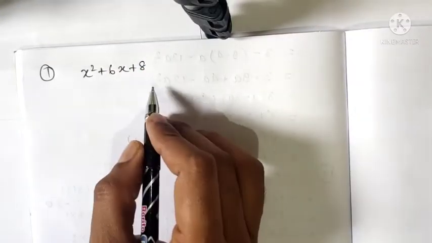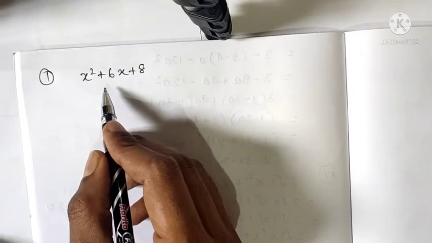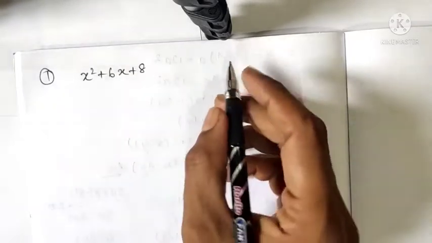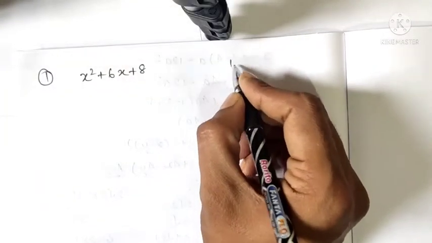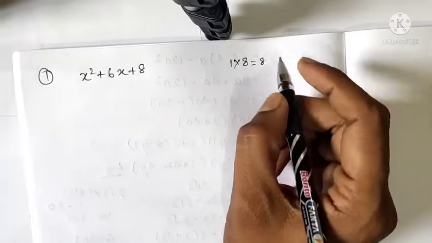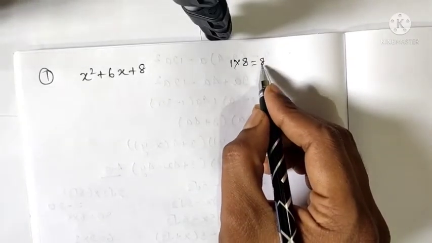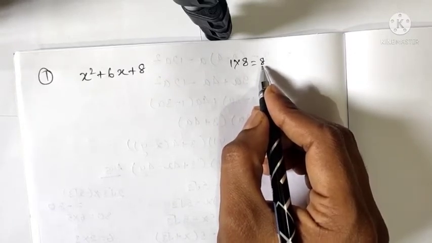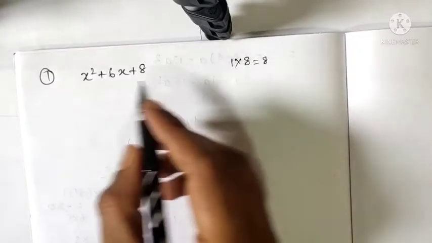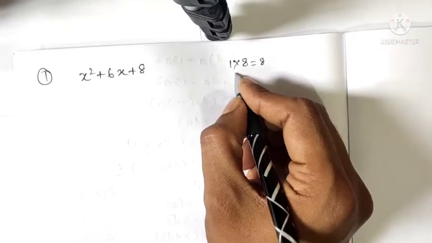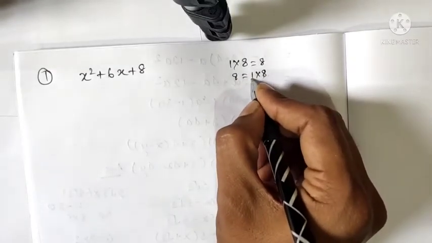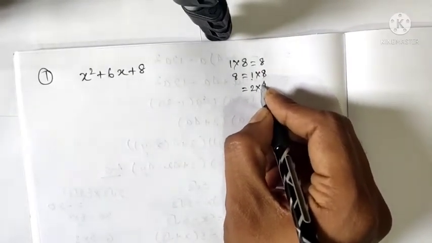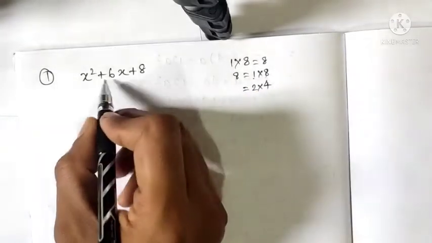It is a trinomial because there are 3 terms. So to solve it, just multiply the coefficient of x square and 8, that is 1 and 8. Then 1 into 8 is equal to 8, and since the sign of 8 is positive, we have to find the factors of 8 in such a manner that their sum will be equal to 6. Now as we know, 8 can be written as 1 into 8, but 8 plus 1 is 9, and this is not applicable, so we will write it as 2 into 4.